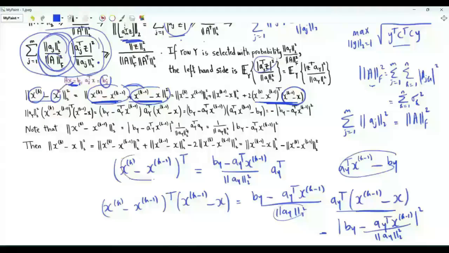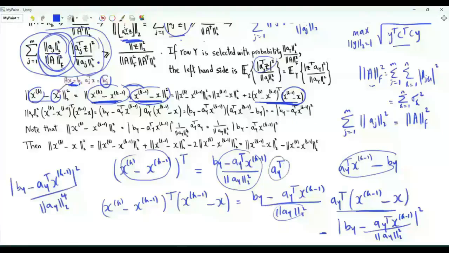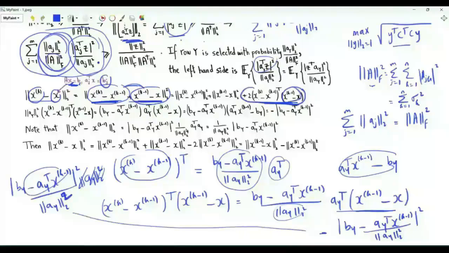What is the L2 norm squared of vector x of k minus x of k minus 1? This will be the square of this part. Then we multiply by the L2 norm squared of vector ay. So we get the square of this difference divided by the L2 norm squared. Comparing, this part here is exactly minus 2 times the L2 norm squared of x of k minus x of k minus 1. So the L2 norm squared of x of k minus x is the L2 norm squared of x of k minus 1 minus x minus the L2 norm squared of x of k minus x of k minus 1.